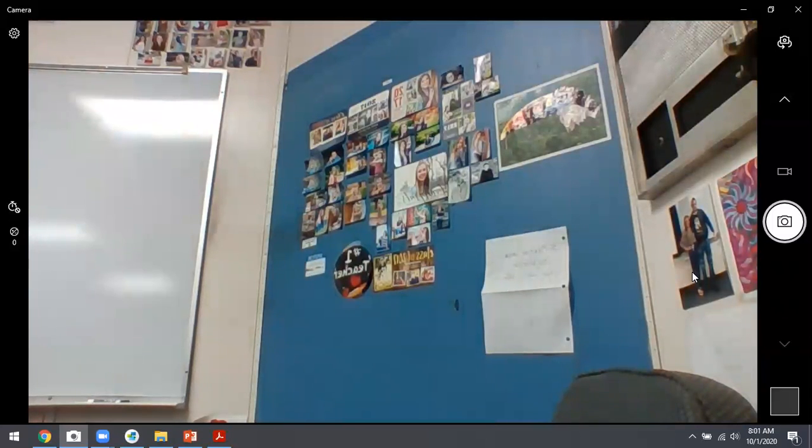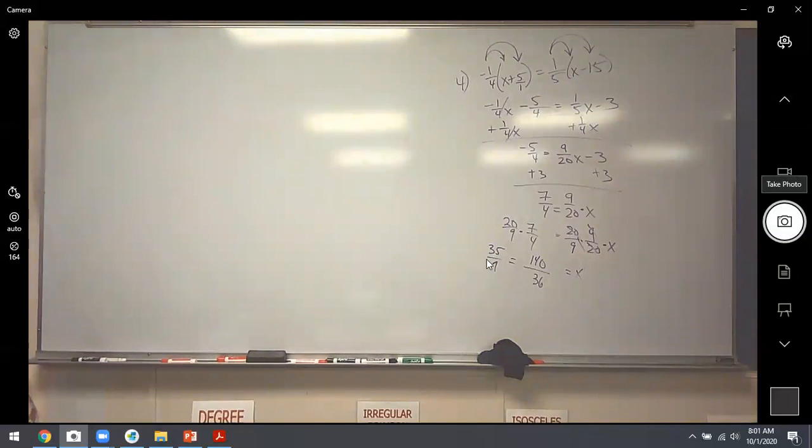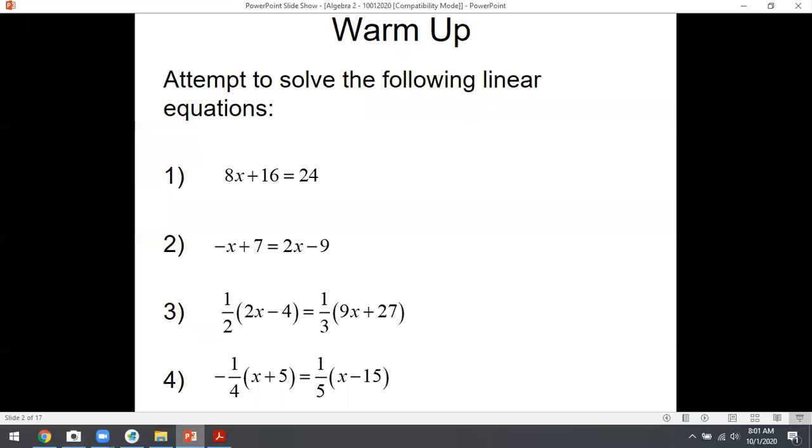I won't bore you with the details of it, but I believe it's 35/9 right there. So there's my final answer. Nothing goes into 35 or 9, 5 and 7 don't go into 9, so that ain't going to fly. So there's all the work for that, and multiplying fractions and all that good jazz.